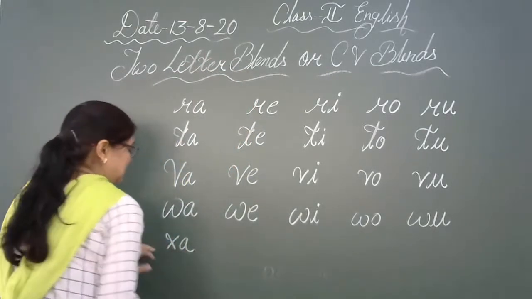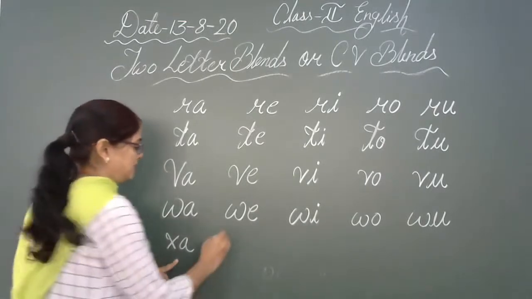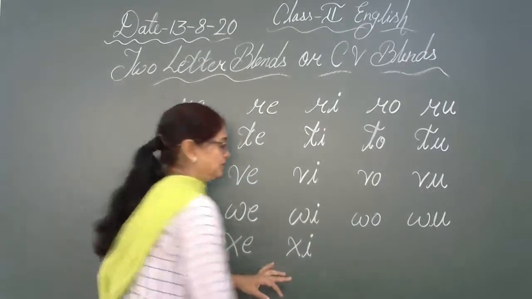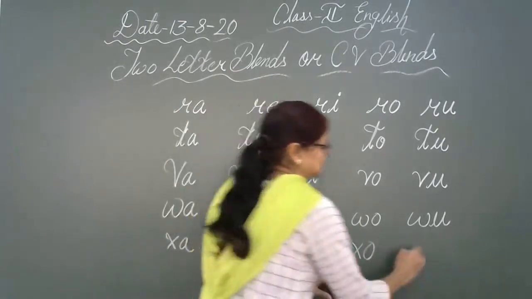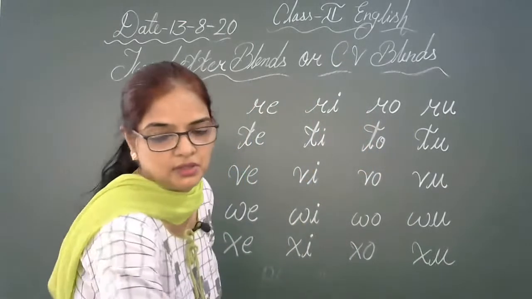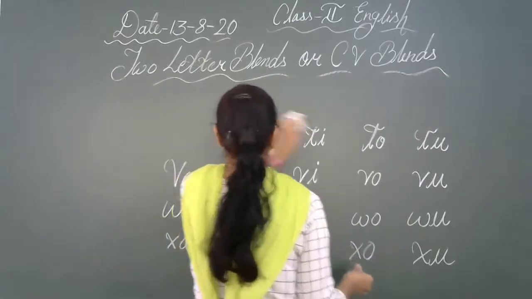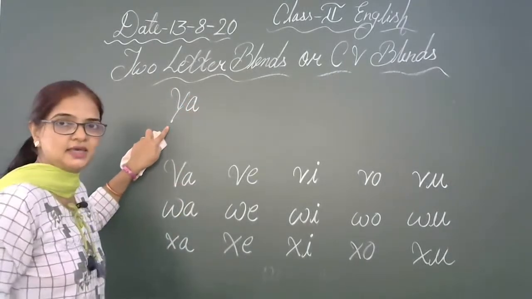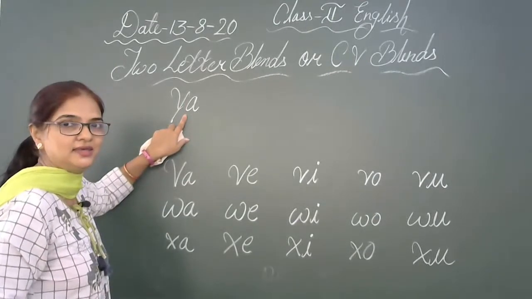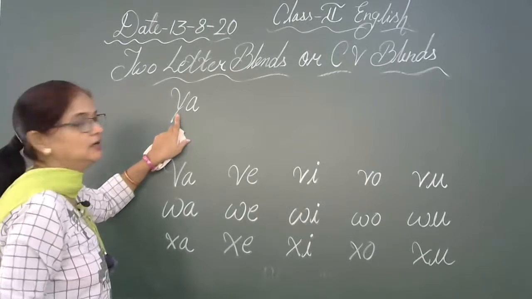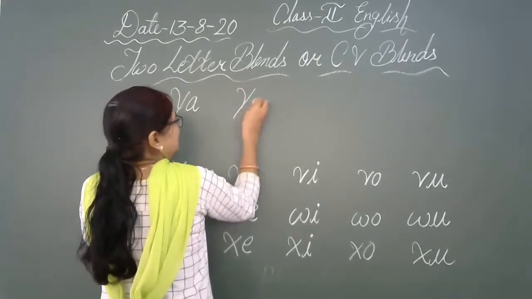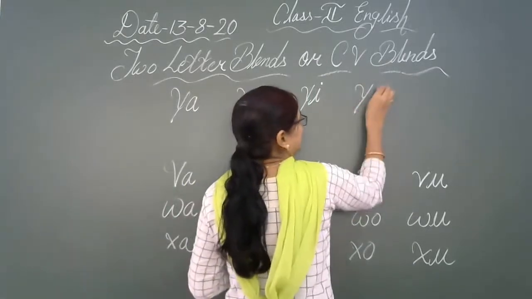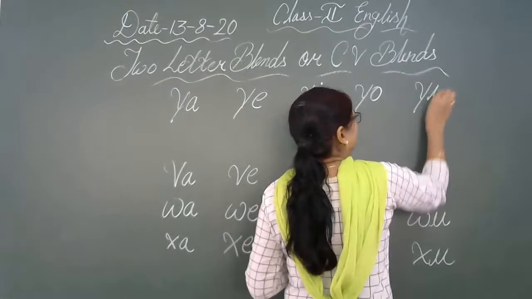Next one is Z: Za, Ze, Zo. Okay, now next one is Y. The sound of Y is Y. Y, A: Ya. Y, E: Ye. Y, O: Yo.